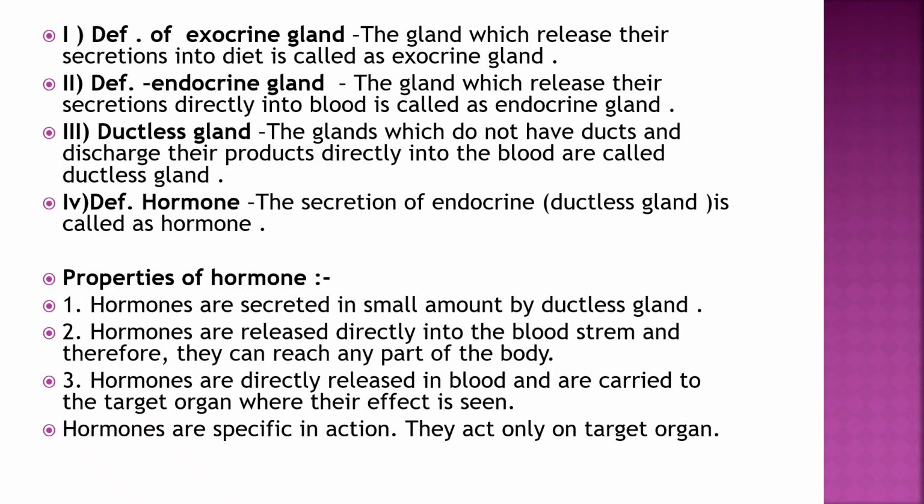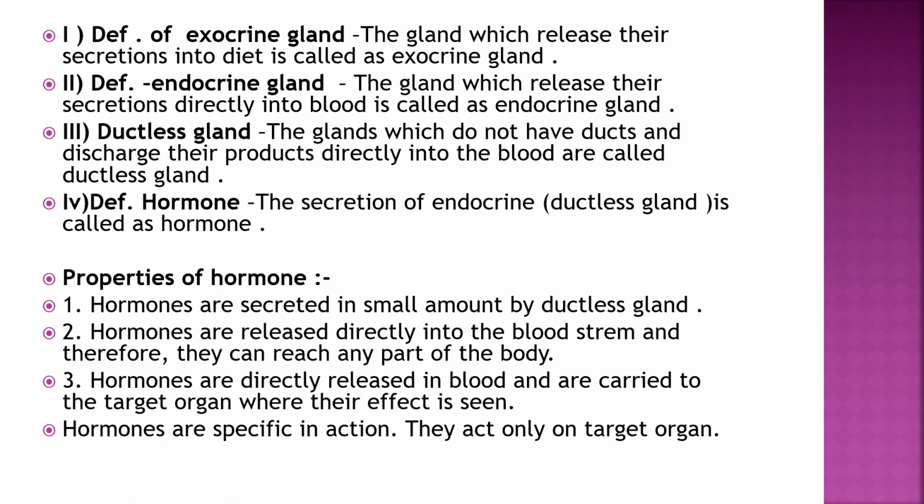So what is exocrine gland? So there are two types of glands. So exocrine gland, the gland which releases their secretions into the duct, they are called as exocrine glands. Example, pancreatic gland or gastric glands. Then endocrine gland, the gland which releases their secretion called hormone into the blood directly without duct, they are called as ductless glands. So they are called as endocrine glands, and the hormone is a secretion of endocrine glands.